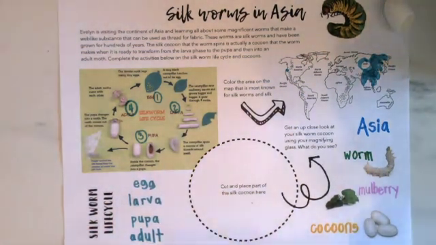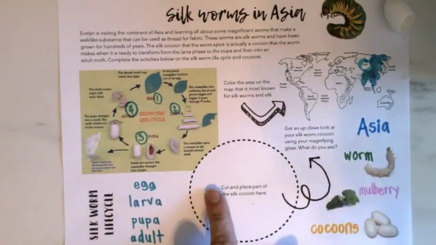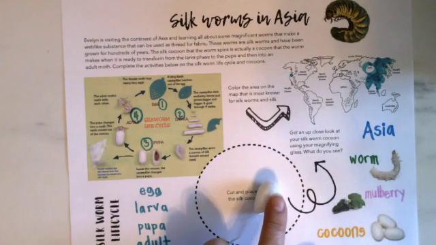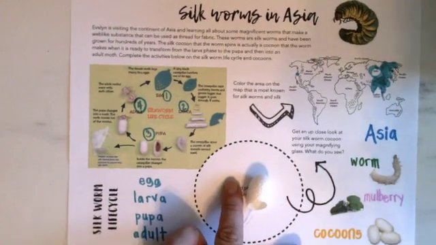Now we have all of the phases of our silkworm. And again, if you want to cut apart your cocoon, you can do that and tape some of it here in your circle. Okay, it's totally up to you.